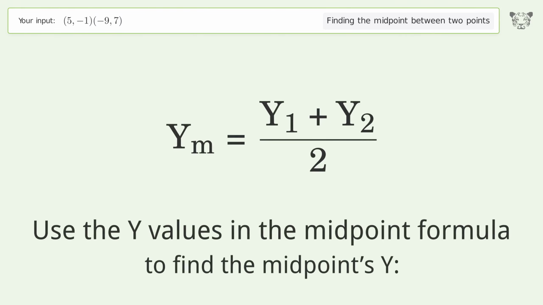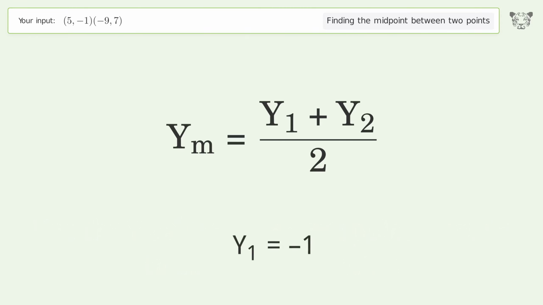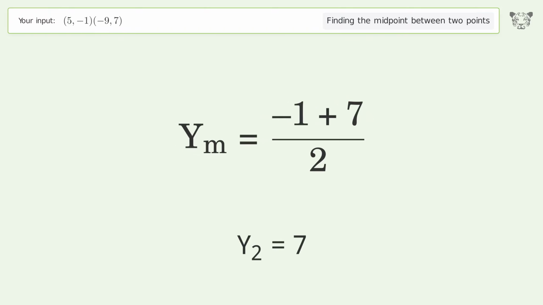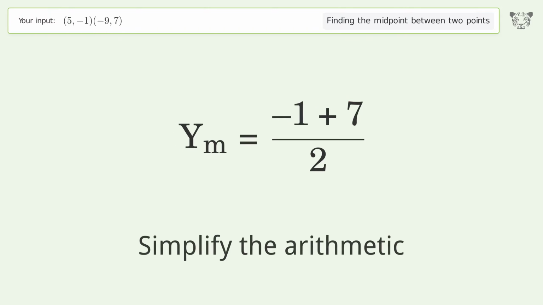Use the y values in the midpoint formula to find the midpoint's y. y1 equals -1. y2 equals 7. Simplify the arithmetic.